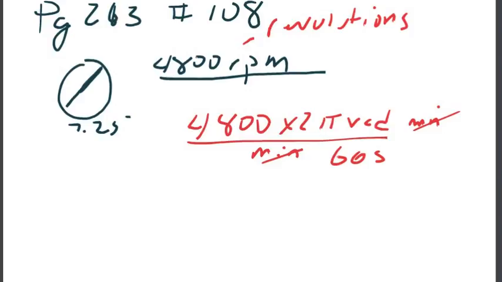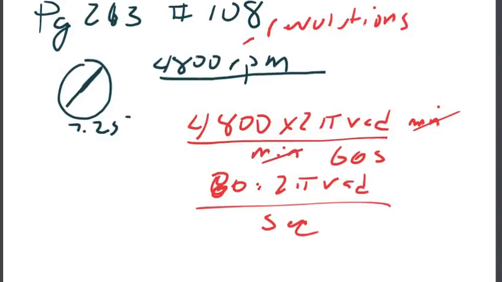If we divide 4,800 by 60, that leaves us with, what, 60? No, 80. How about that? 80 times 2 pi radians per second is 160 pi radians per second. Okay, so that's the angular speed.